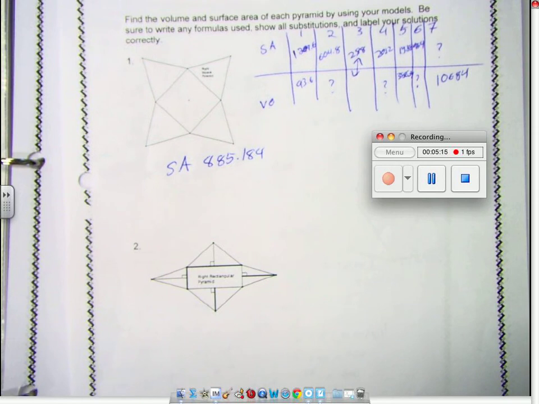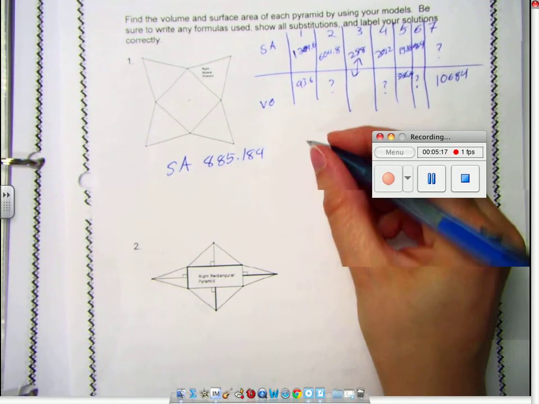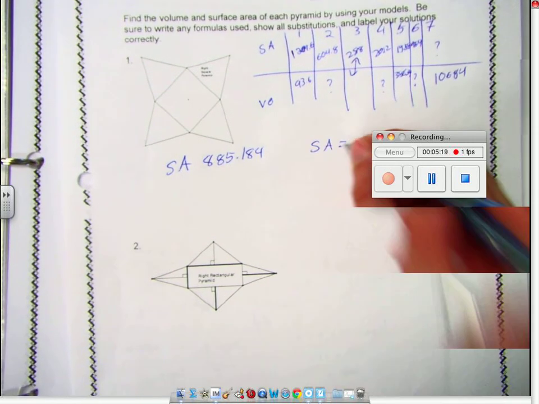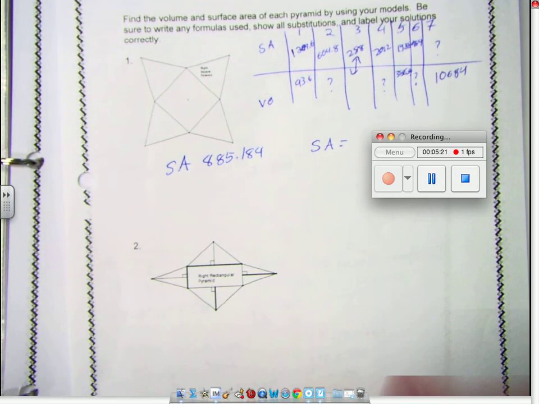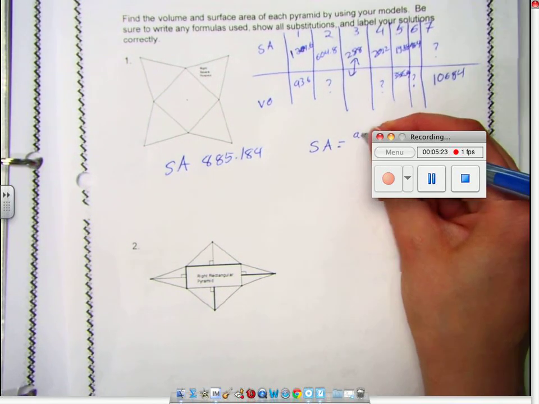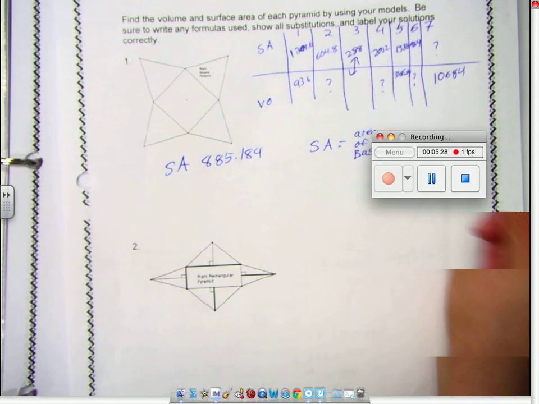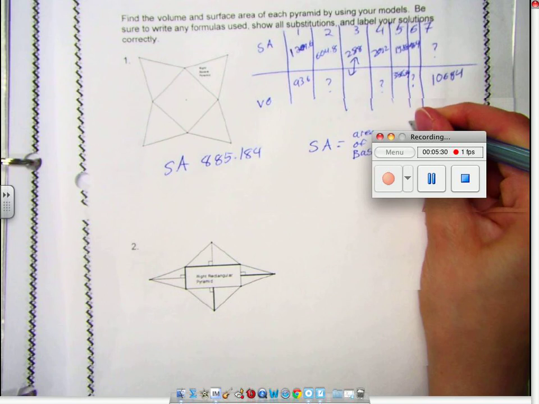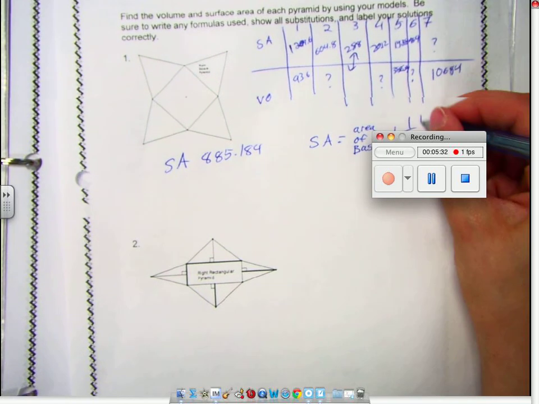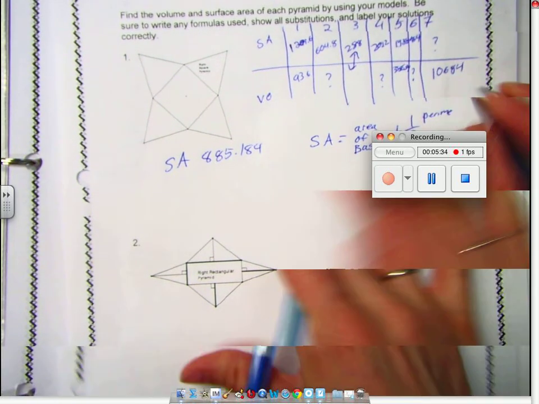Okay, so surface area formula. You need to write this down because you will have to do this for homework tonight. Is area of the base, plus 1/2 the perimeter. Oh, you guys can't see that at all.